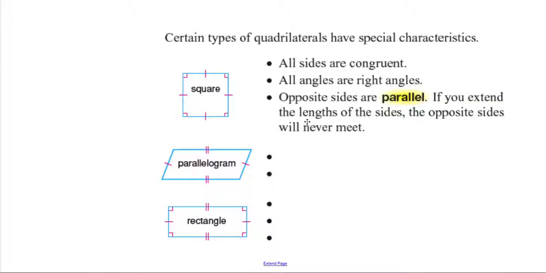So if you extend the lengths of the sides, the opposite sides will never meet. That's what it means when it says parallel. The opposite sides, or the two lines, will never meet or intersect.